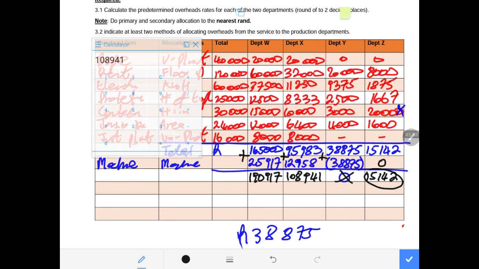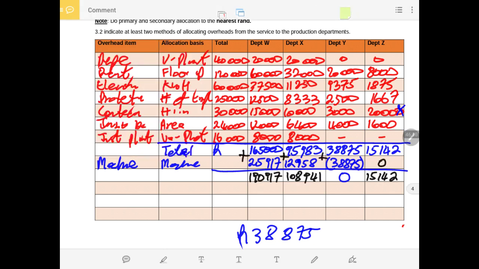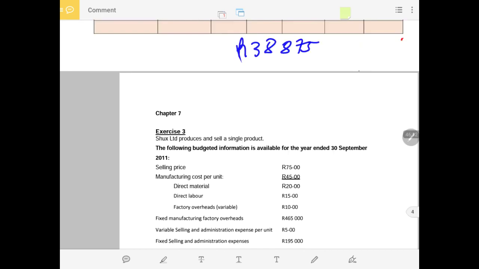This one is done. There's nothing to be done about it. It's already been allocated. Now it's 0 there. Then we can allocate this one to only the 2 production departments. Then we do that. Now how do we allocate our department Z? What base do we use to allocate this department?